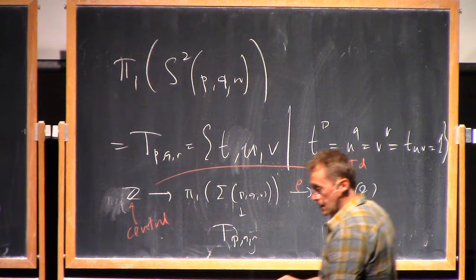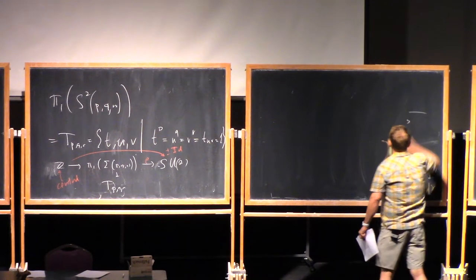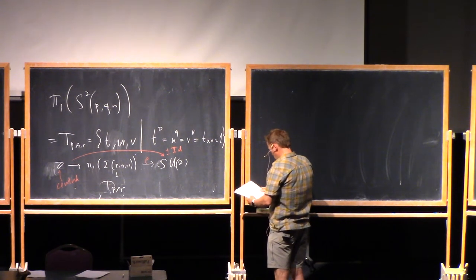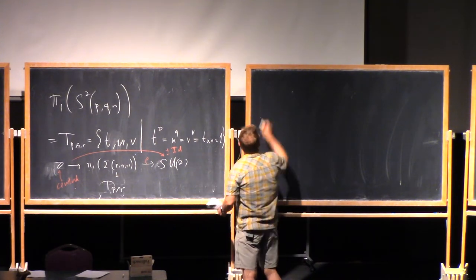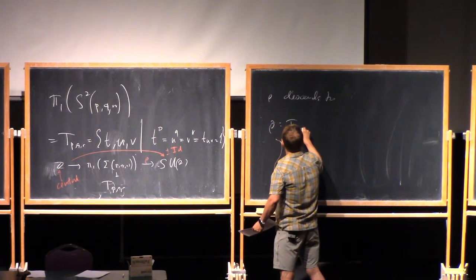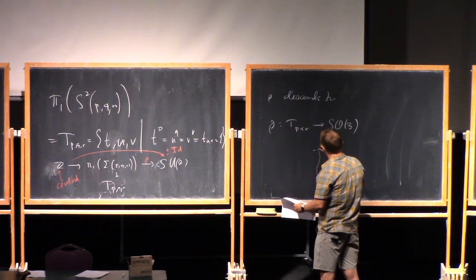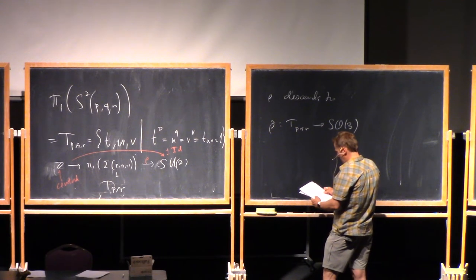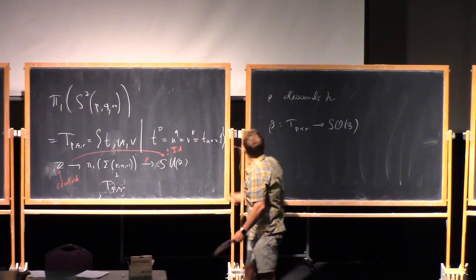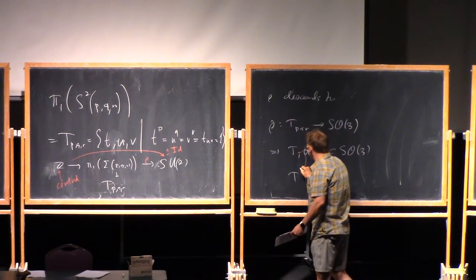Well, what do I want to say about that? These guys you can understand. So rho descends to rho tilde mapping the triangle group T(p,q,r) to SO3. So what we're getting is T, U, V inside SO3 that satisfy these relations.